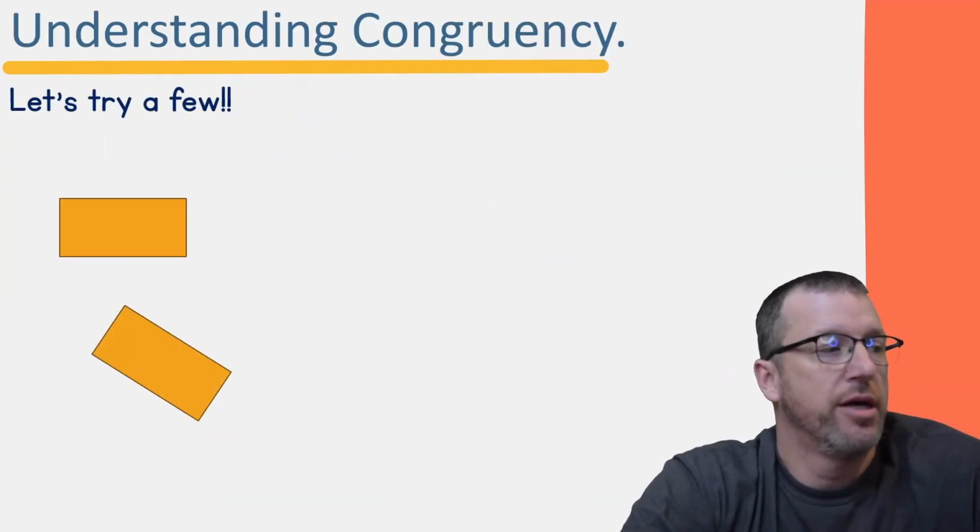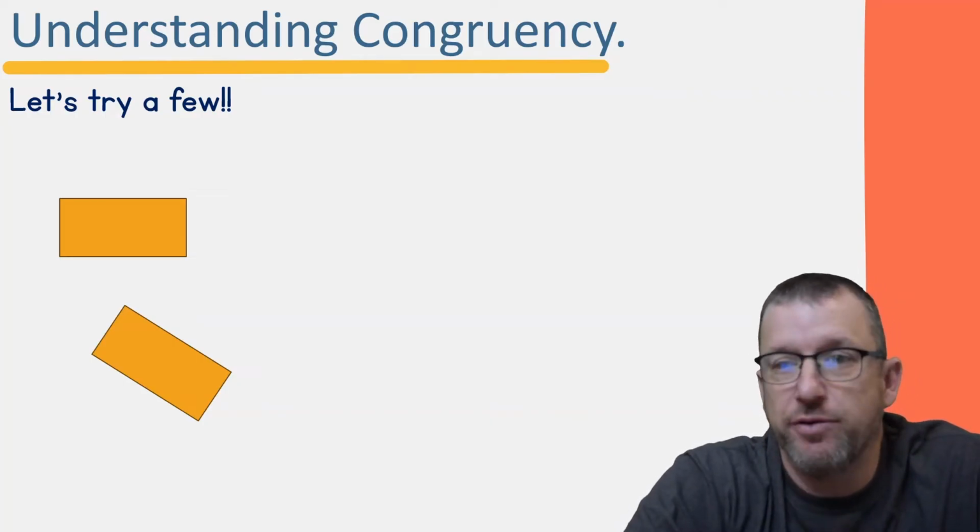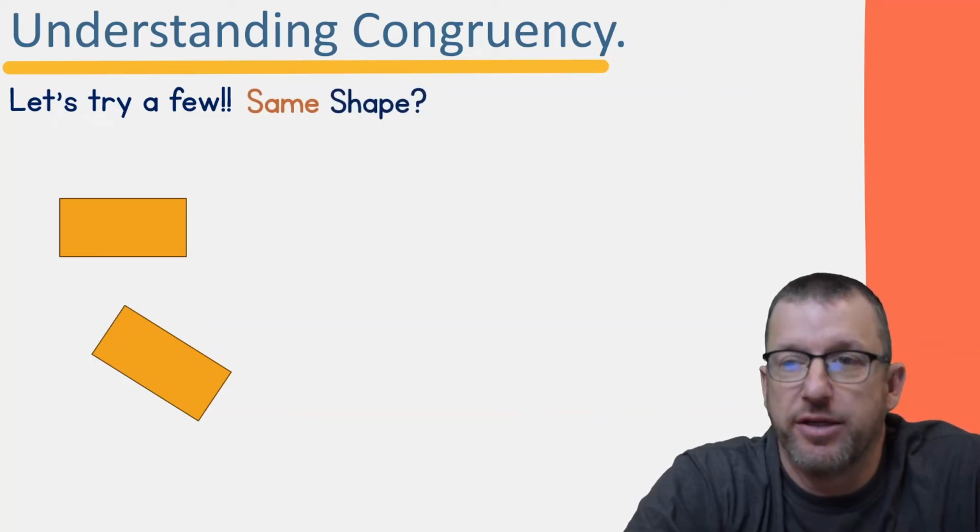Okay, so let's understand congruency a little bit more. Let's try a few. Now I've got these two rectangles, okay? They're not facing the same direction, but they're two rectangles. And so let's put them through the test. Are they the same shape?